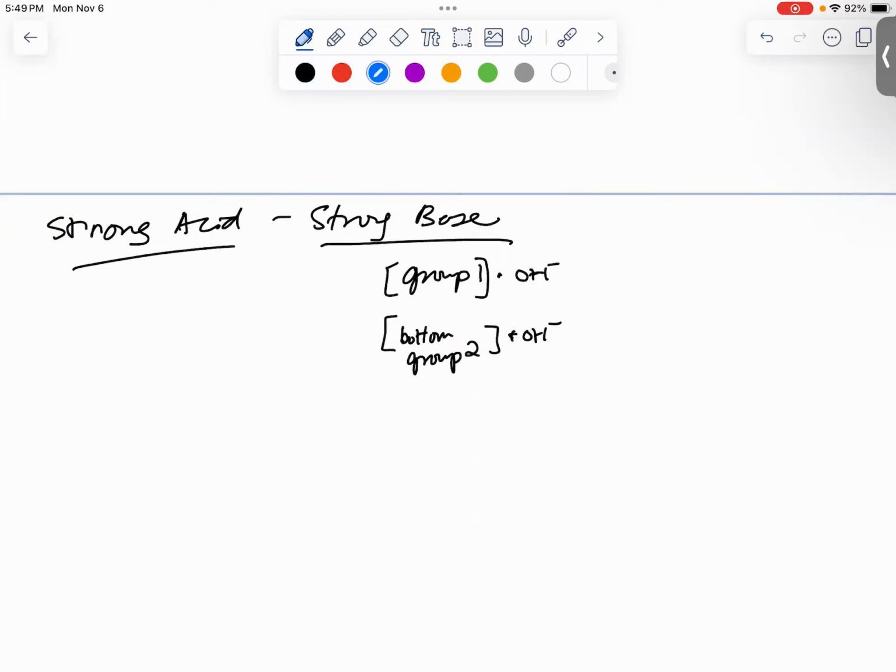And for strong acids, HCl, HBr, HI, all the halogens. Okay, HNO3, H2SO4, and then the HClO4, HClO3, solubility.